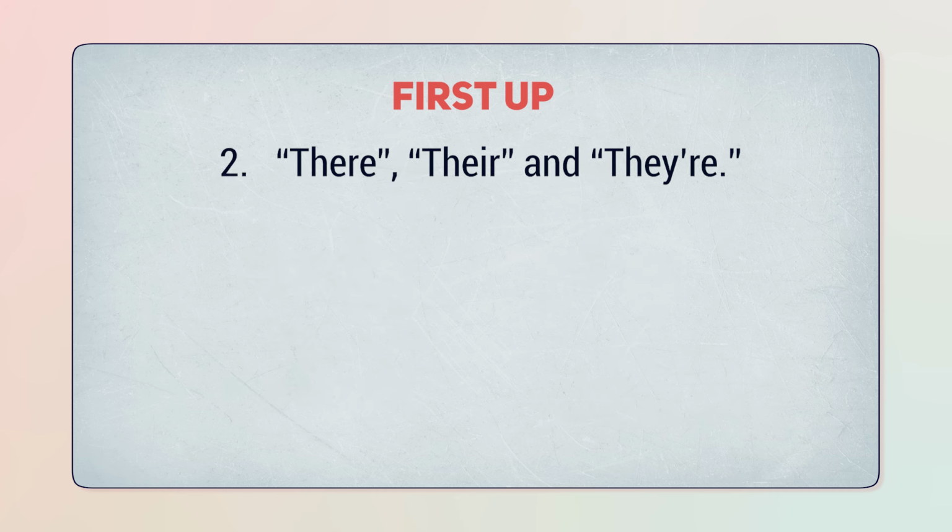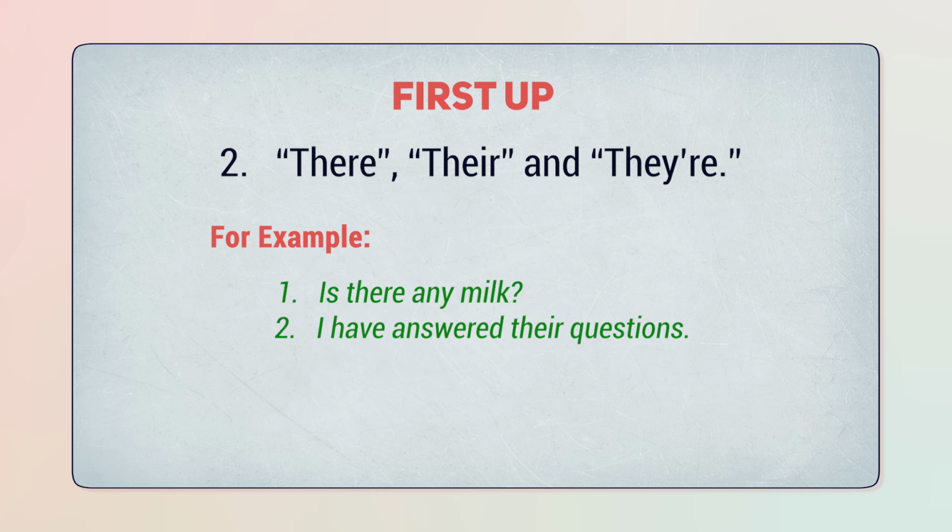Another big one is there, their, and they're. Sounds the same, right? Now, each of these has a different meaning, so it's important to use them correctly according to the context. For example, is there any milk? I have answered their questions. They're playing football. In English, asking questions usually involves changing the order of words. Now, this can sometimes confuse ESL students who are still learning the language.